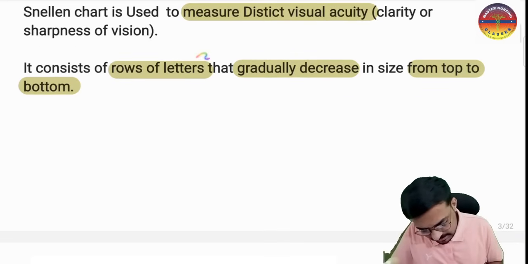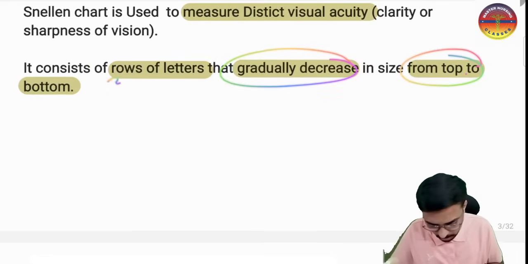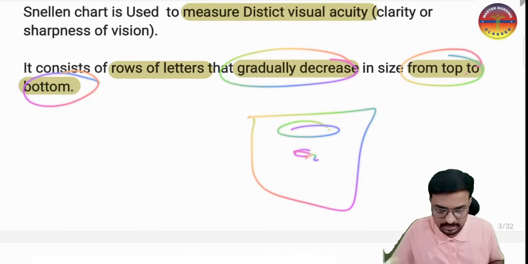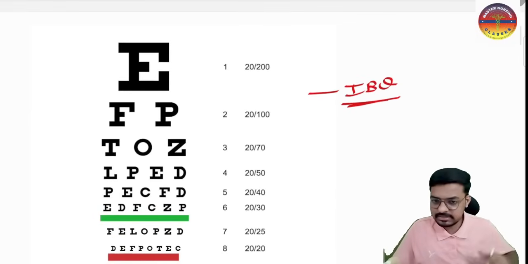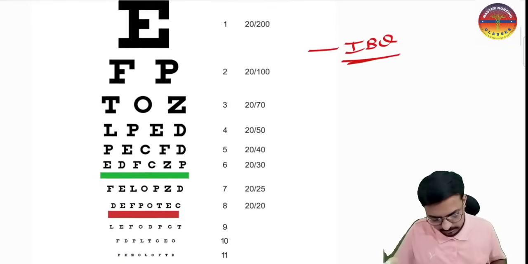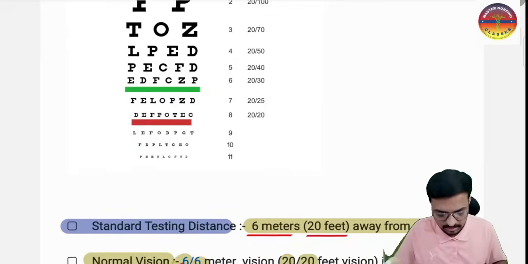It contains rows of letters which gradually decrease in size from top to bottom. What does it mean, sir? This chart has a big letter here, then a small letter, then smaller, then smaller. So big to small from top to bottom. But in the Jaeger's test, it is small to big from top to bottom. This is our Snellen chart. This is an image-based question which can be expected.